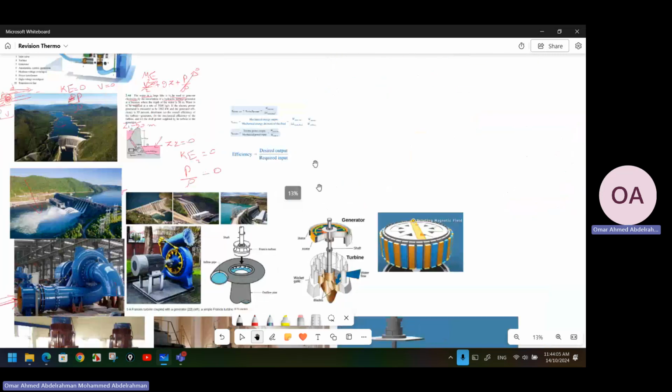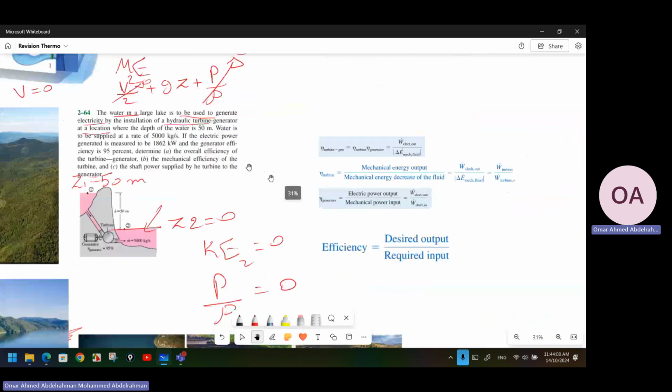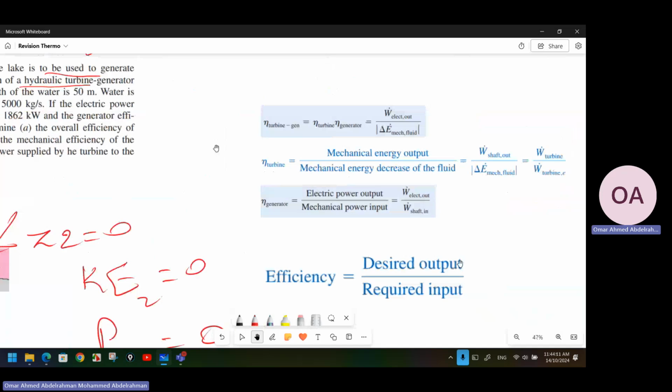So if you think about the efficiency, it is always the desired output over the required input. So what is the desired output of the turbine? It is to produce shaft work for the generator. What is the required input, the thing that I lose? I am reducing the mechanical energy, reducing the potential energy from the initial state to the final state. So the efficiency of the turbine is work shaft out, that is the thing that I want, and what I am decreasing is the mechanical energy of the fluid itself. So it is the decrease of mechanical energy that I am consuming.